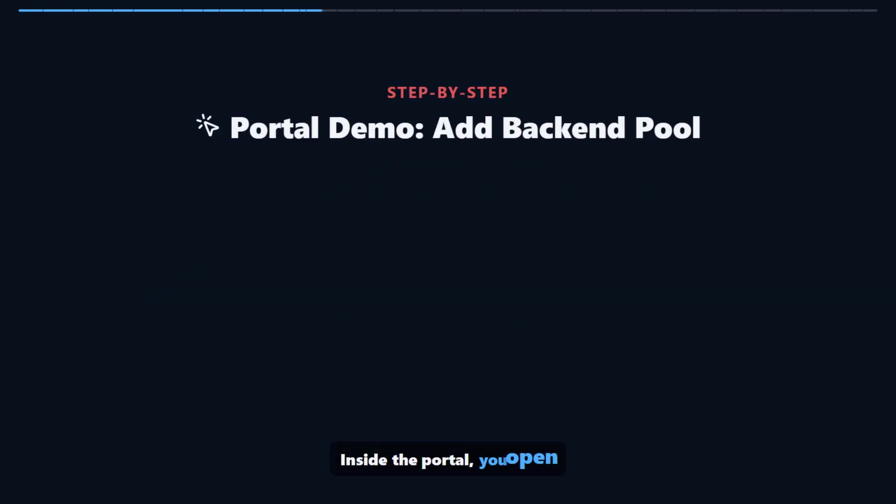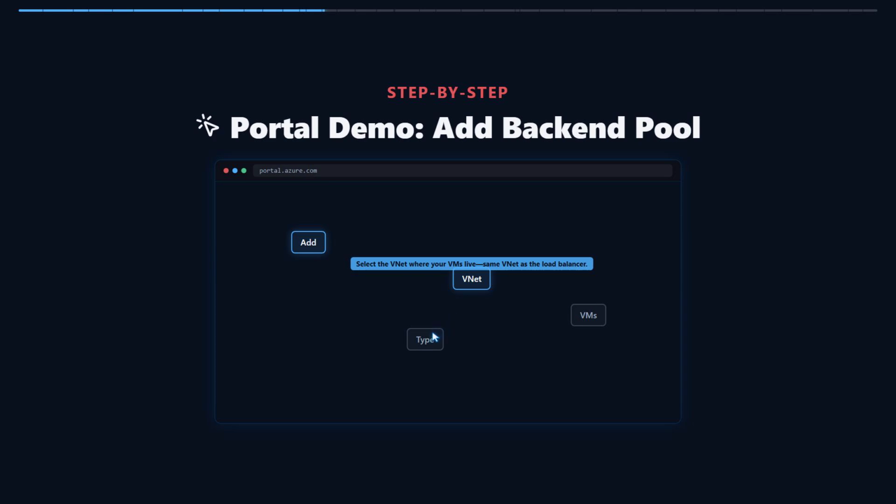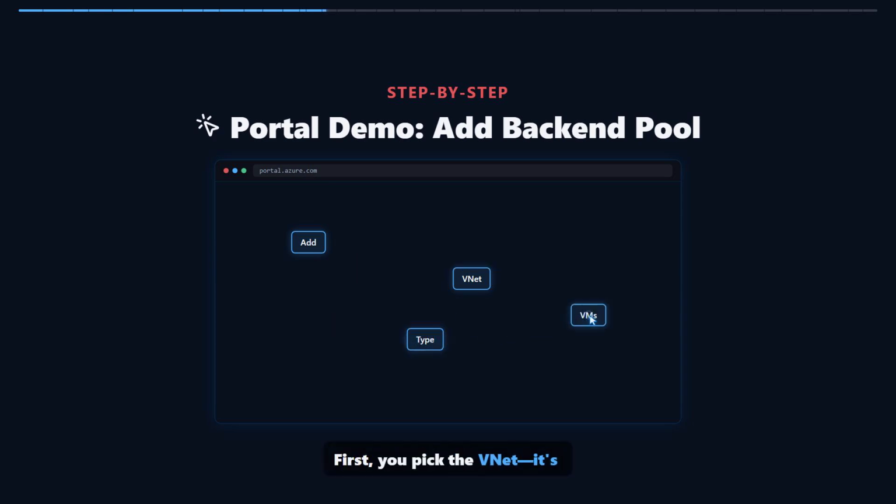Inside the portal, you open your load balancer, head to Backend Pools, and hit Add. First, you pick the VNet. It's got to be the same one as your VMs. Then you choose your membership type, virtual machine or IP address. Tick the VMs you want, click Add, and they're on the list. Five seconds of clicking and your pool is ready.